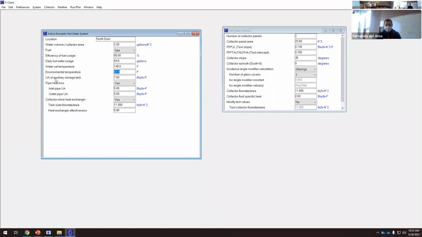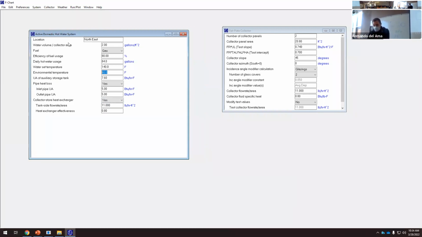And then the thermal insulation of the tank, the thermal insulation of the pipes, and finally the heat exchanger effectiveness. I would recommend you use a heat exchanger always. But if you don't, it's acceptable. But remember that if you don't have a heat exchanger, you can have the anti-freezing fluid in the system. Okay, so this is the system.